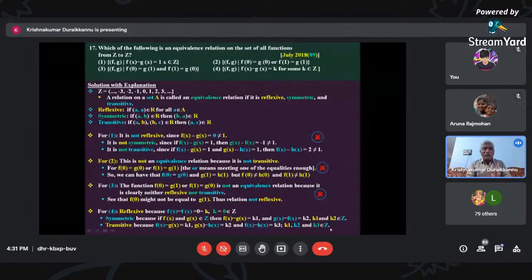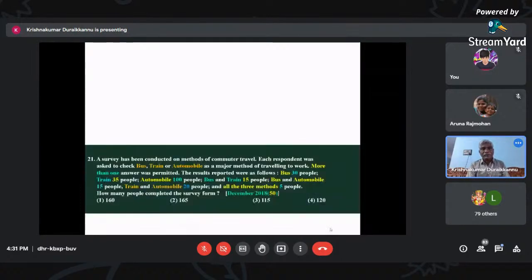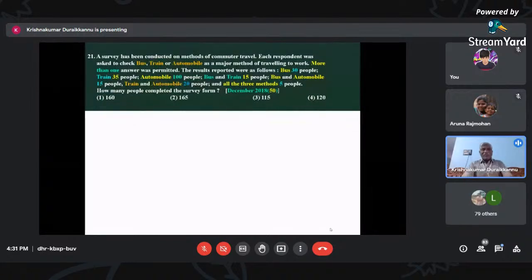So the fourth relation satisfies all three conditions: reflexive, symmetric, transitive. So option 4 is an equivalence relation. It is a very easy problem, but we can recall it.